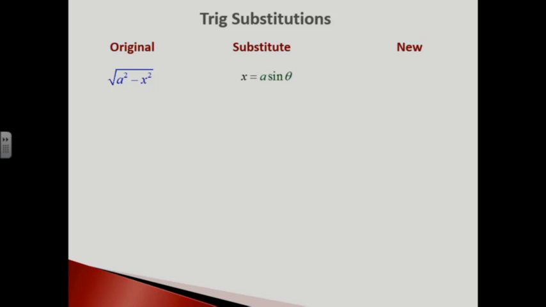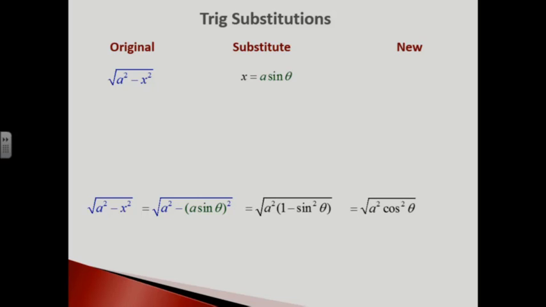For the function square root of a squared minus x squared, by setting x equals a sine theta for an acute angle theta, and using the identity cosine square equals 1 minus sine square, we obtain a cosine theta. Thus, the substitution x equals a sine theta eliminates the square root and converts the given integral into one involving only sine and cosine.